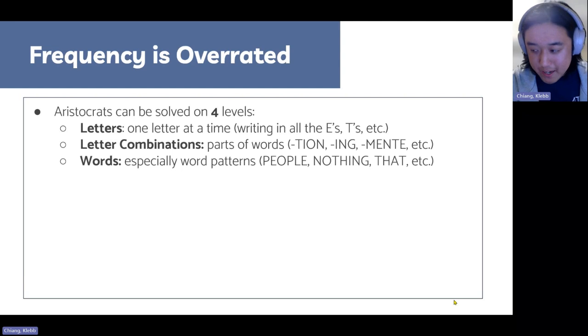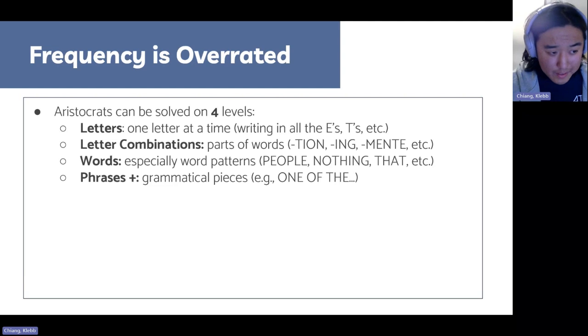Words, especially word patterns. By word patterns, I mean, for example, in the word people, the P is repeated and the E is repeated, and it's 6 letters long, right? So noting where those repeated letters are in those words, that's what I mean by word pattern. If you can spot word patterns like people, nothing, that, and so on, you can get a whole word at a time. And then even bigger is phrases.